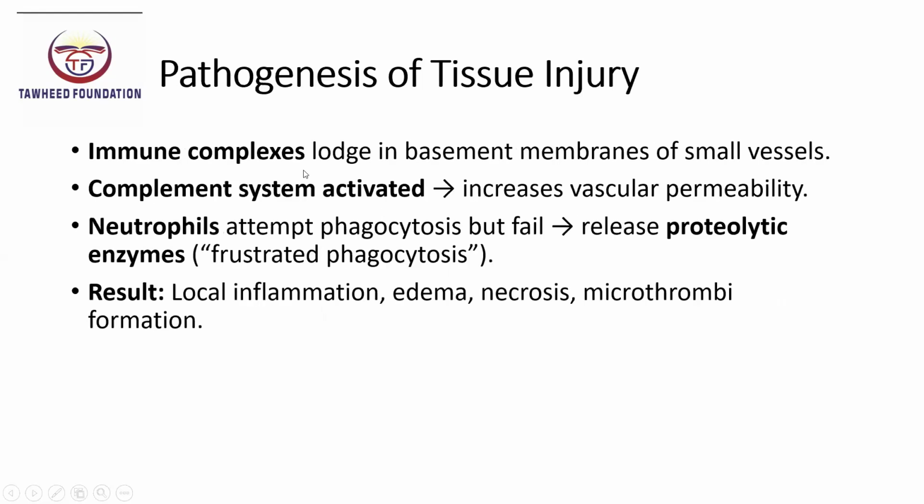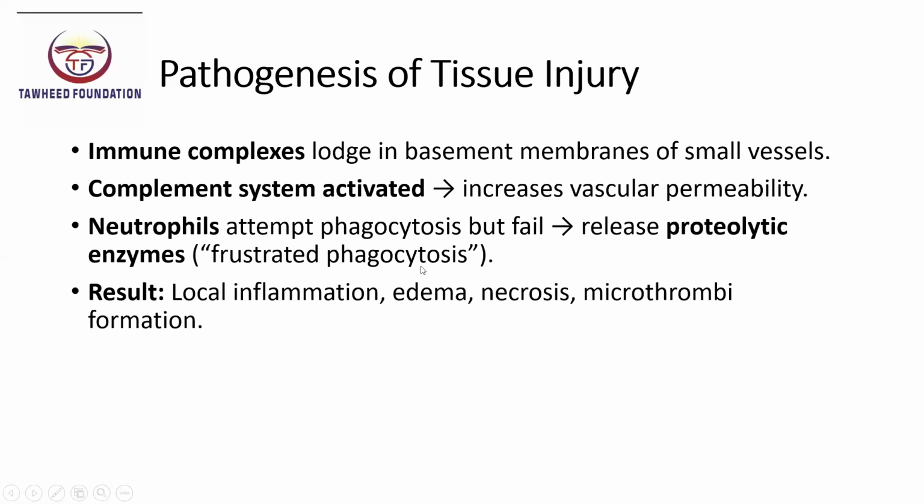The deposited immune complexes lodge in the basement membrane of small blood vessels where they cannot be easily removed. Complement activation increases vascular permeability, which allows more immune cells and proteins to reach the site. Neutrophils try to phagocytose the complexes, but because the complexes are fixed to the tissue, the neutrophils cannot engulf them fully.